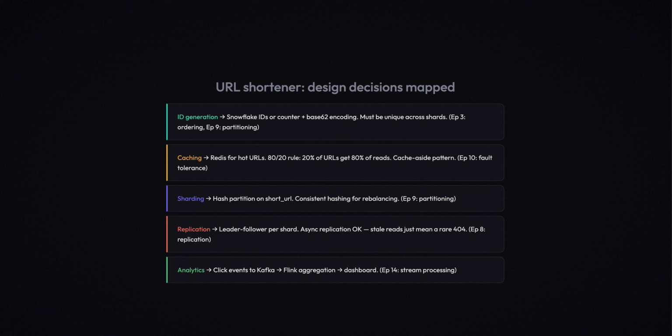Not dangerous. Episode 8. Analytics. Click events flow to Kafka, then to Flink for windowed aggregation. Real-time click counters. Episode 14.